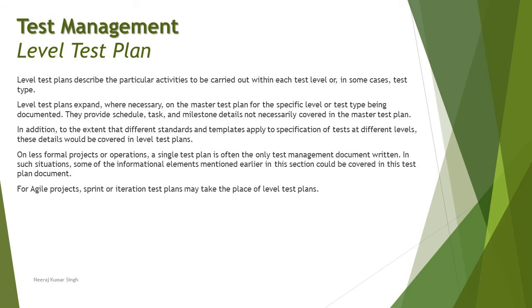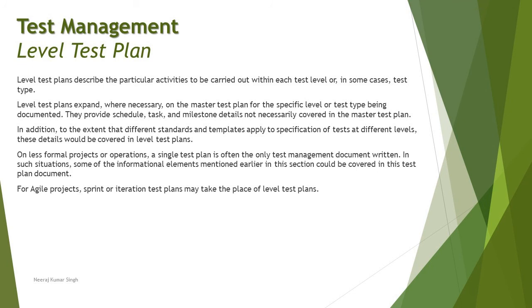On less formal projects or operations, a single test plan is often the only test management document written. In some such situations, some of the informational elements mentioned earlier in this section could be covered in the test plan document as well. Now for agile projects, a sprint or iteration test plan may take the place of the level test plan, which is basically for each and every iteration you do proper planning. So you can replace the level test plan with sprint planning within the agile project.